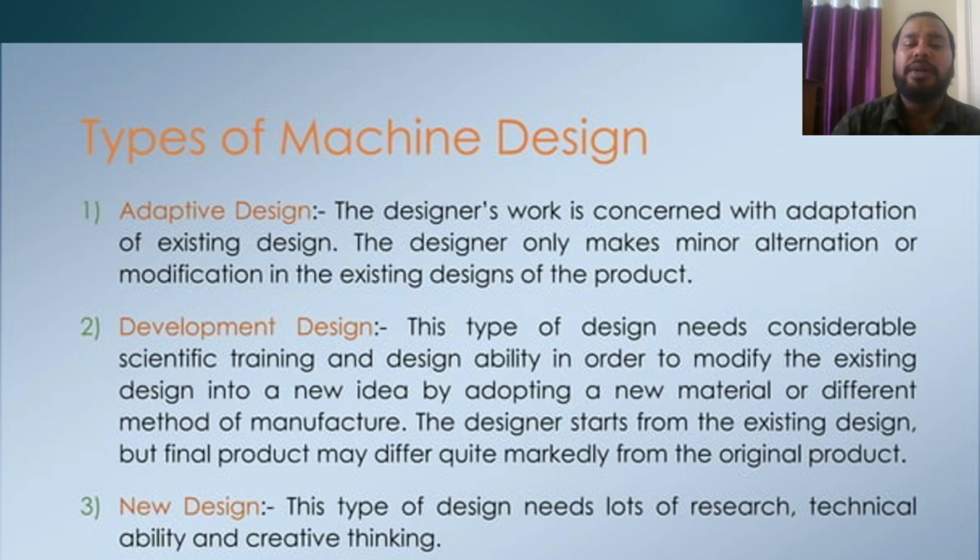Now come to the new design. In new design, this type of design needs a lot of research, technical ability and creative thinking. Suppose one automobile company is producing its first electric vehicle. Previously they did not manufacture any electric vehicle, but now they enter the electric vehicle segment. So at this time some new designs are required, some new parameters are there, some new formulas are there. Okay. So for a new design, the designer should have adequate knowledge, adequate research, and be technically sound, so that he can create a new design. Okay.